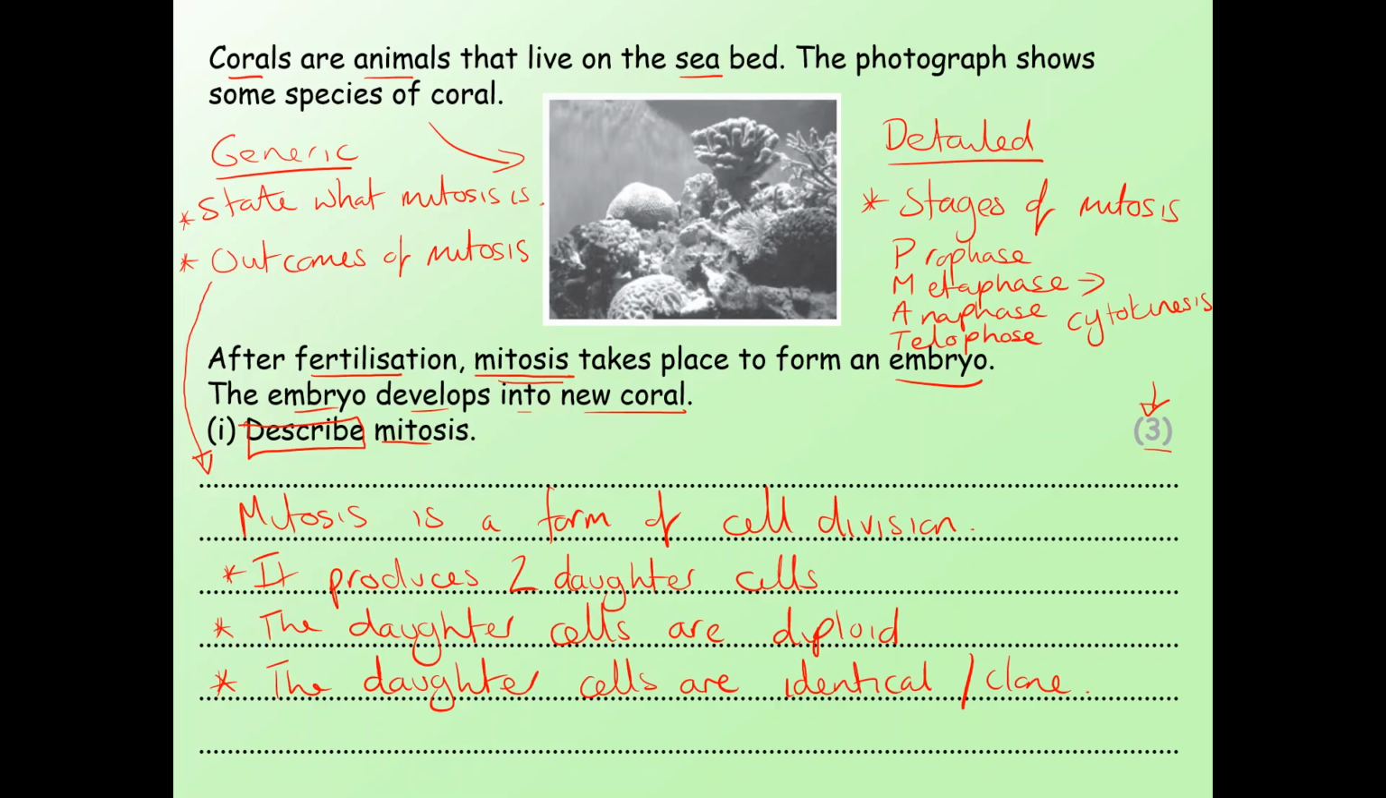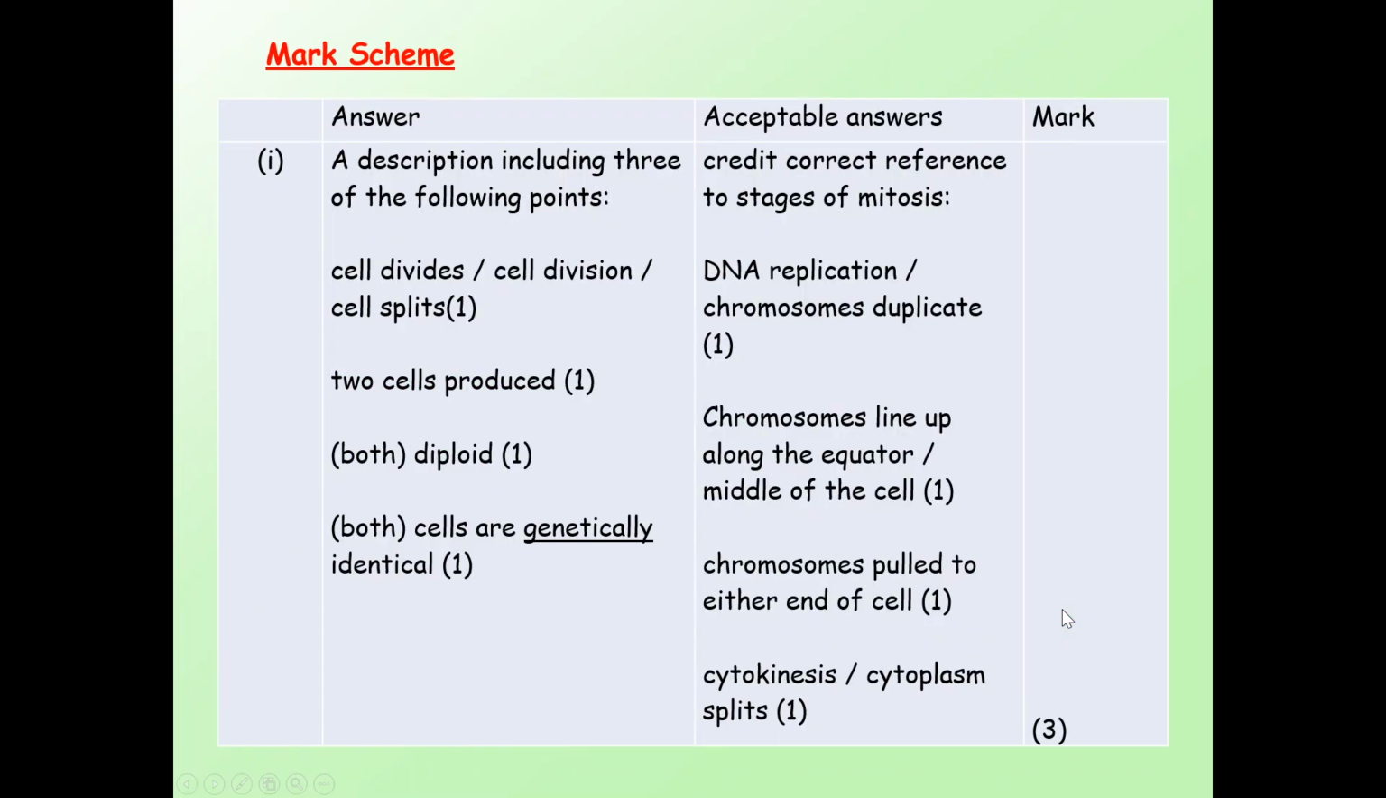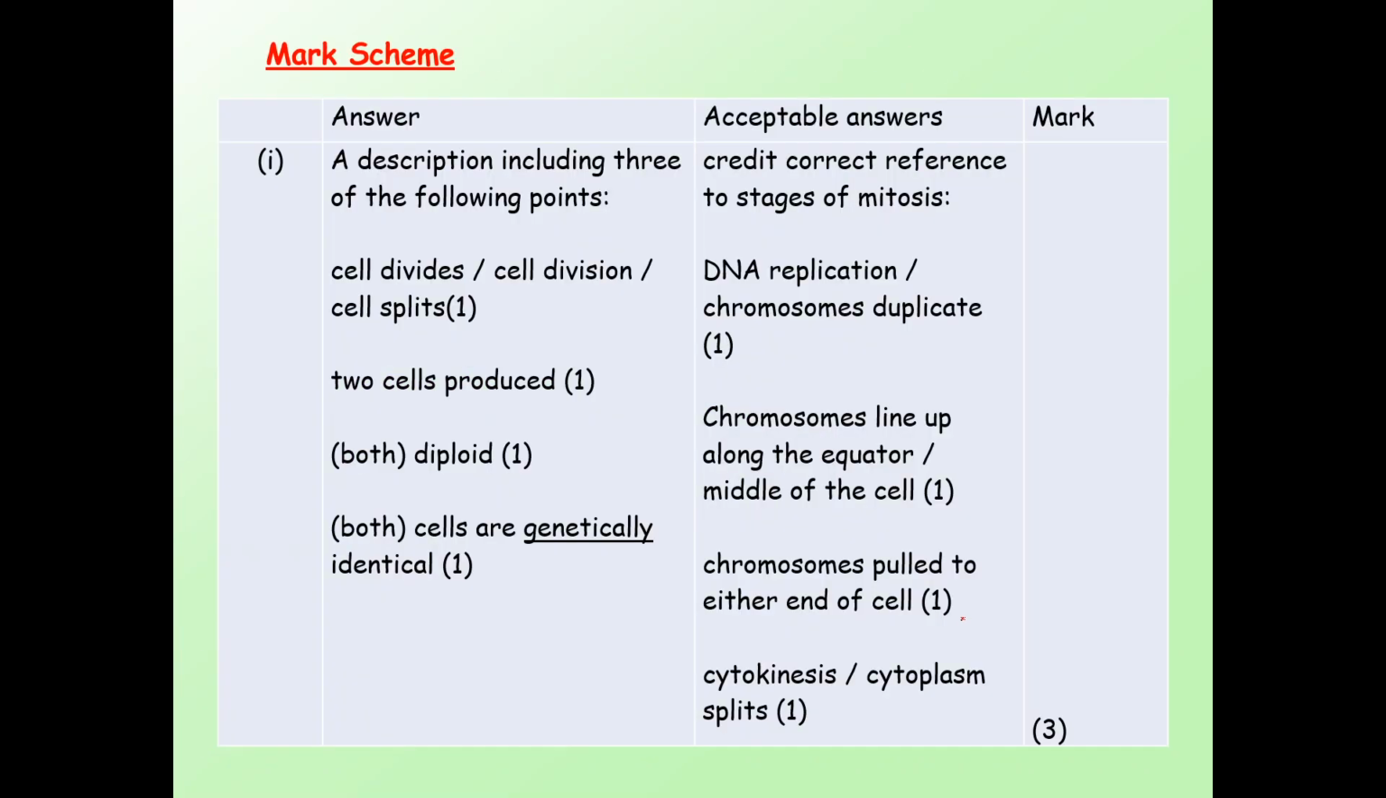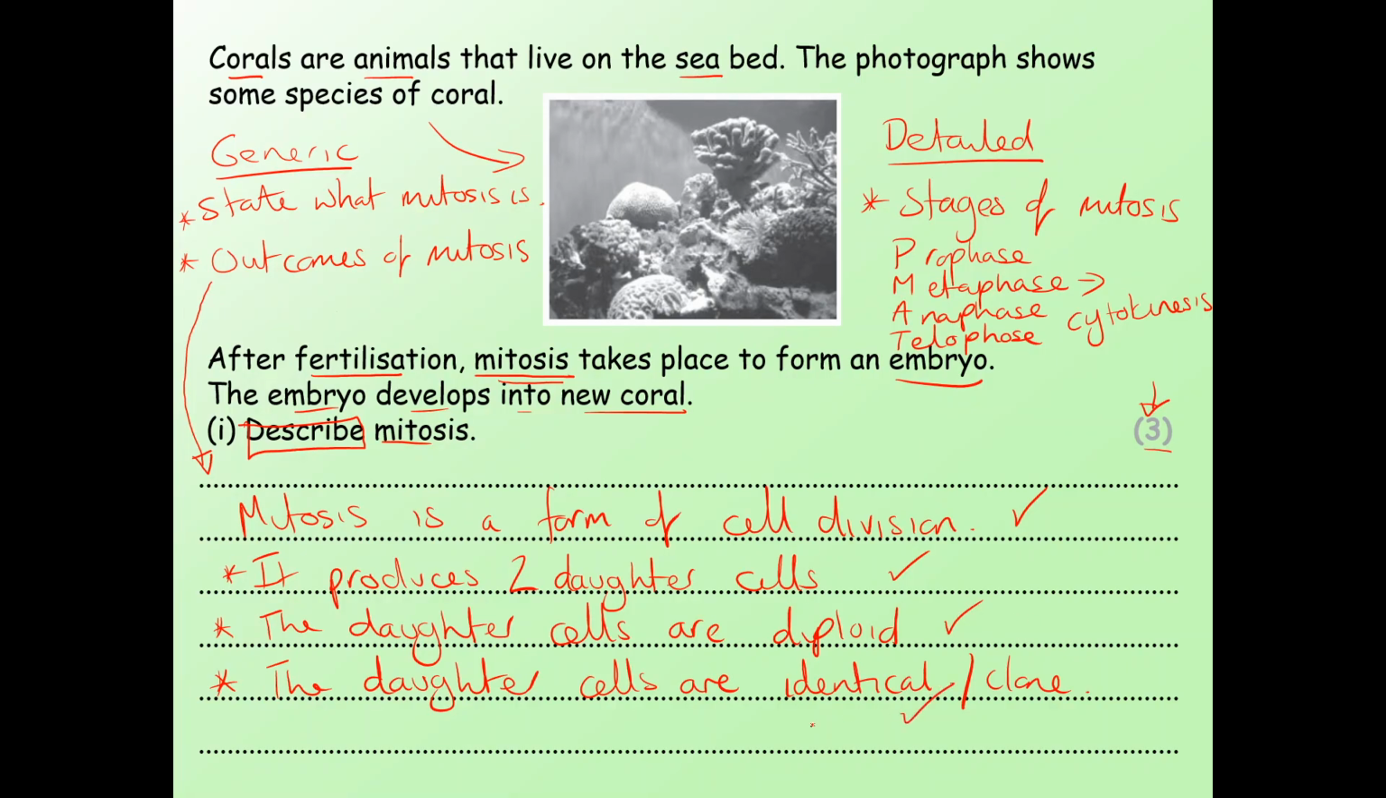Let's have a look at the mark scheme, which we also talked about the detailed answer to. Okay, so a description including 3 of the following points. Cell division. Okay, so cell divides. Okay. 2 new cells are produced. We've got that, 2 daughter cells. They are diploid. Got that there. And they are genetically identical. So there we go. Okay, I didn't actually use the word genetically, so that's probably important to add there. Genetically identical. Now, I have actually got 1, 2, 3, 4 ticks here, but there's only a maximum of 3, so that would be a maximum of 3 marks.